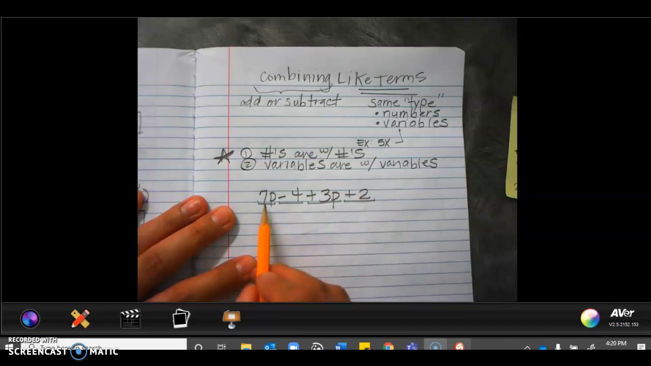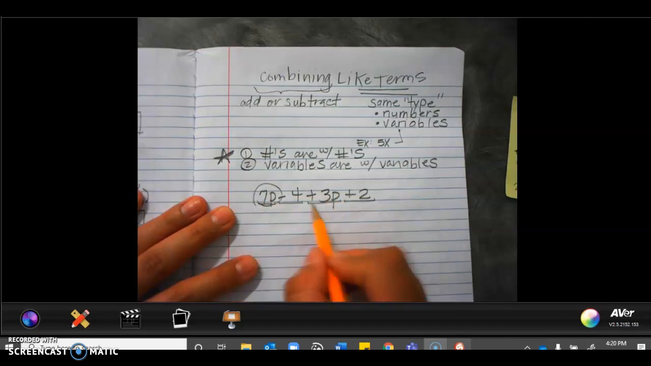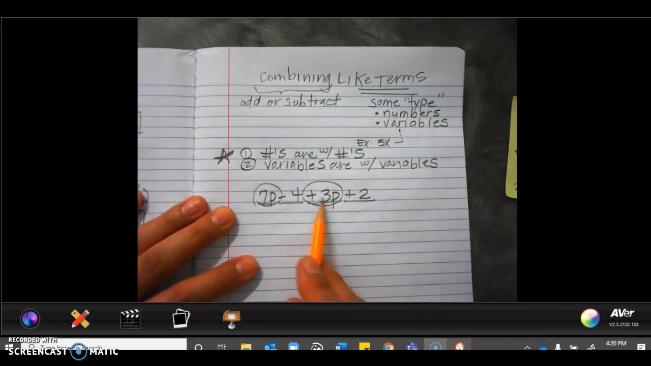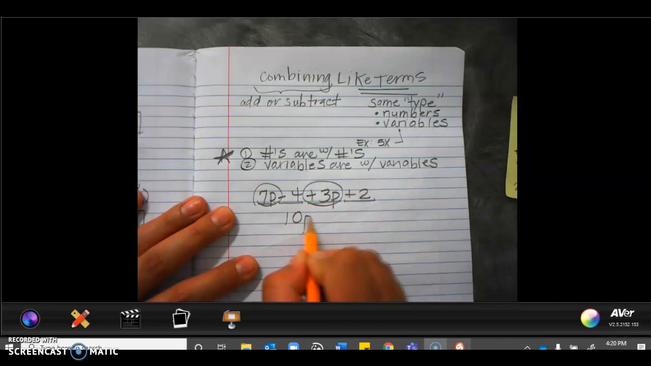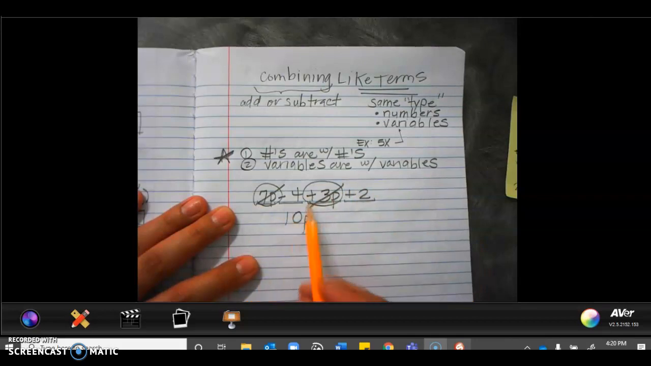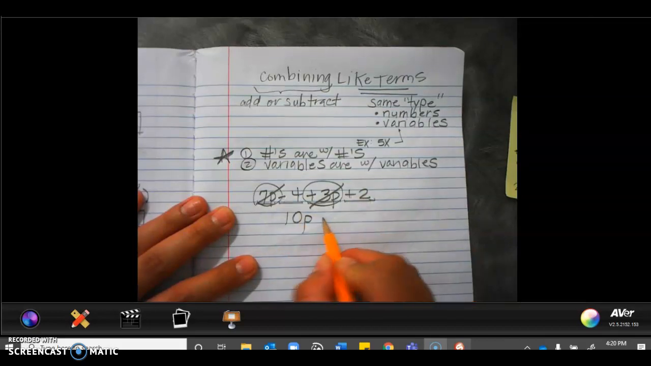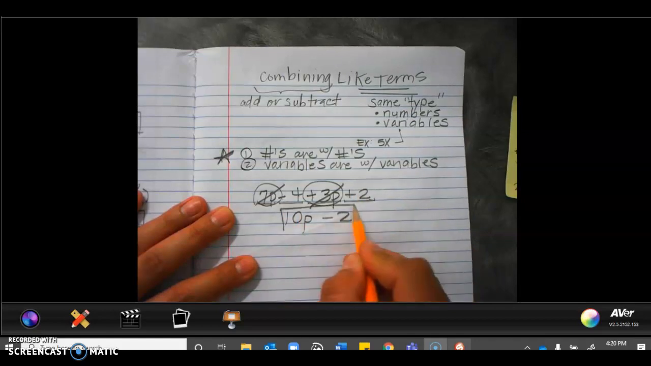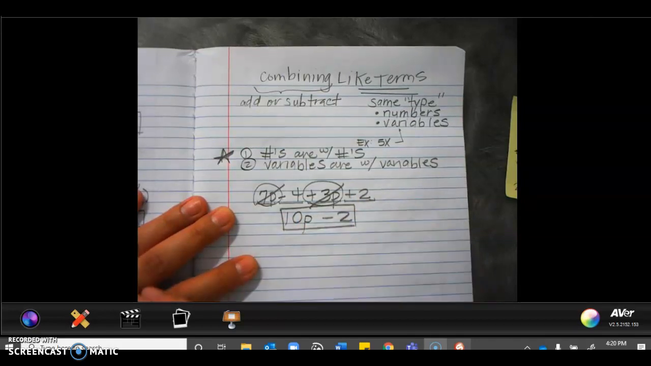So I can combine this 7p with this 3p. If I add 7 plus 3, and the plus tells me to add, I have 10p. I've combined those, so they're no longer up there. All I have up there now is the -4 and the +2. So -4 plus 2 would leave me with -2. Remember, numbers with numbers, variables with variables. I cannot combine this p with this regular number 2, so I'm done.